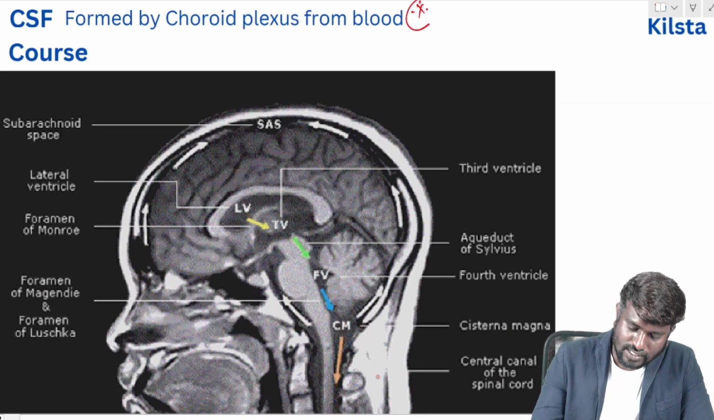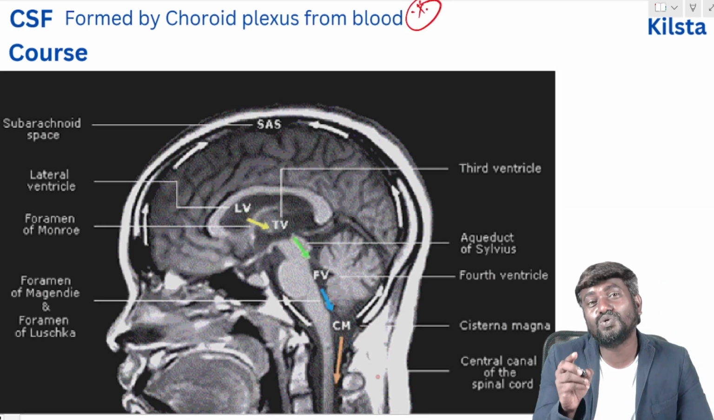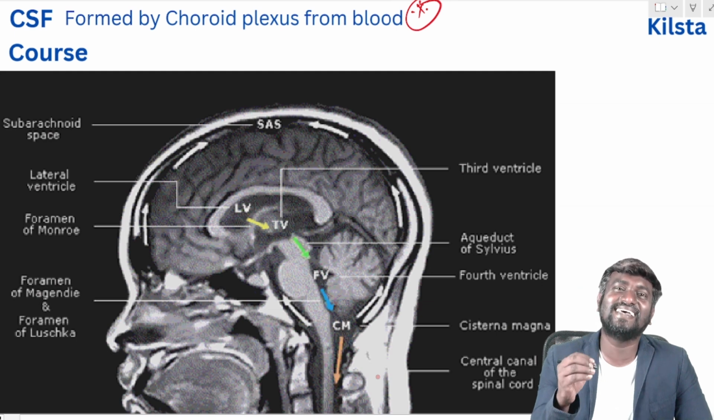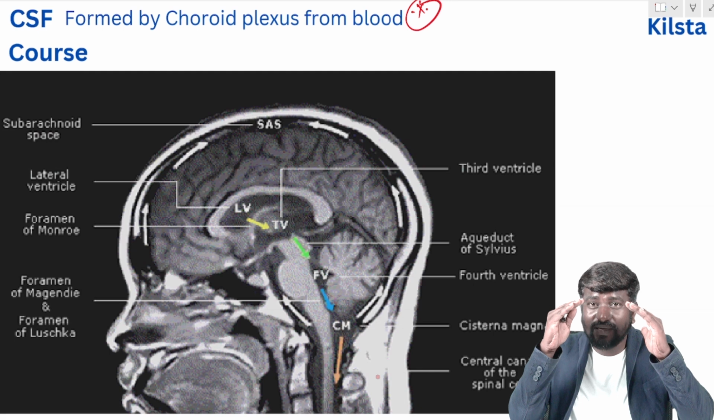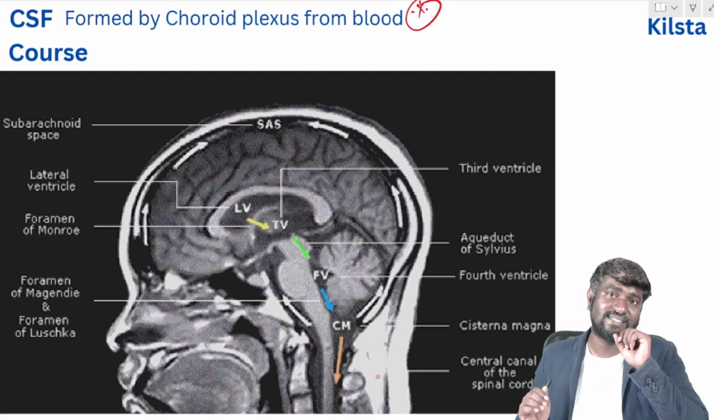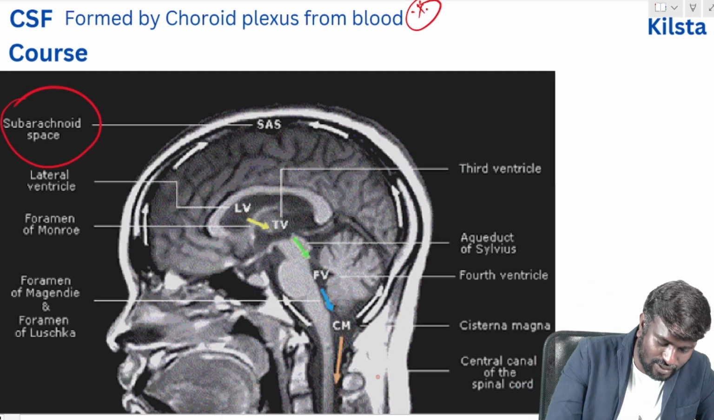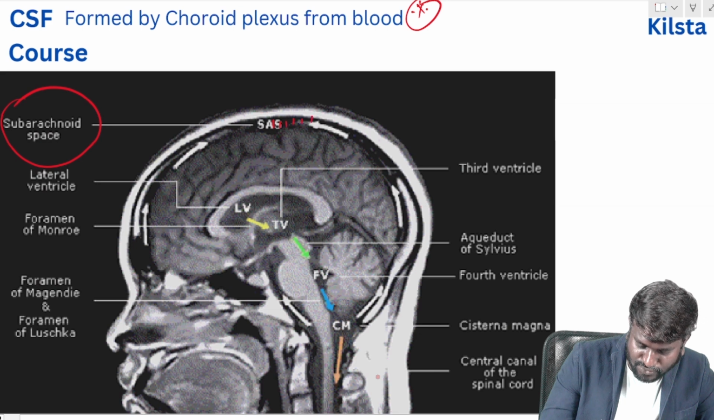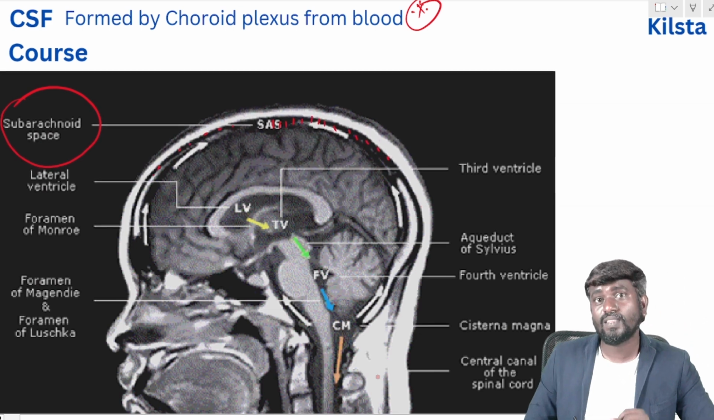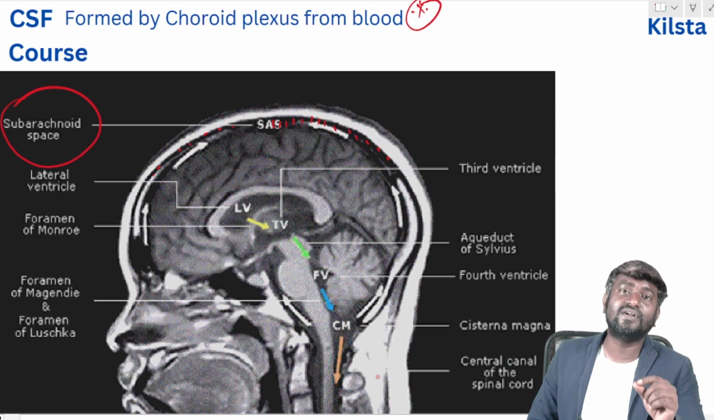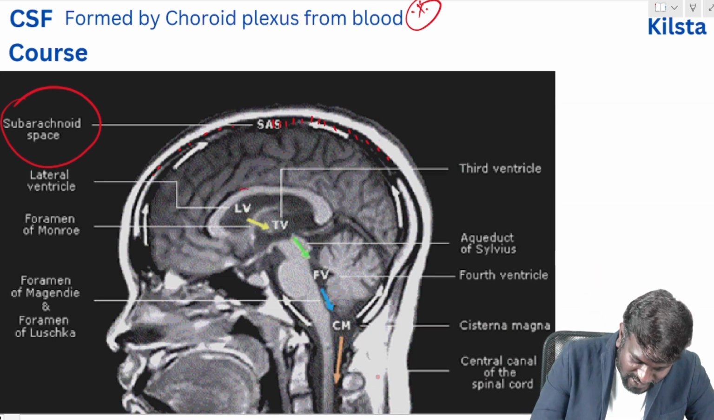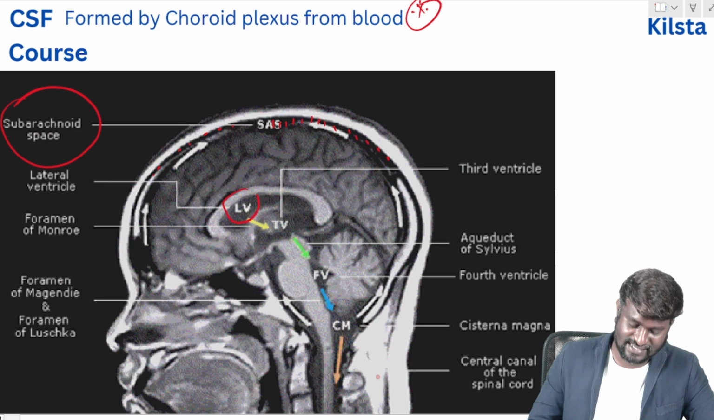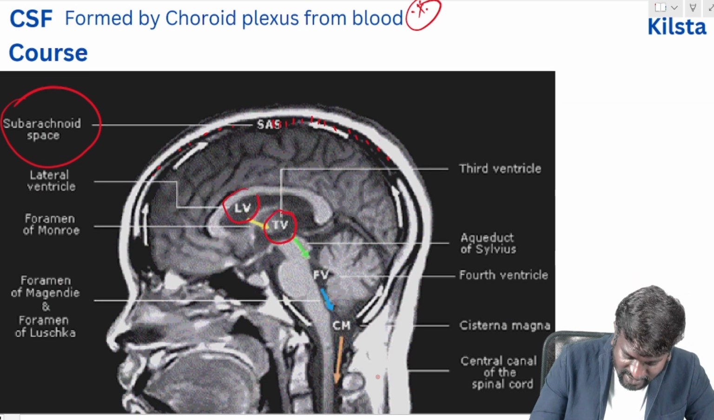Beautiful. It is also important to know the course of the CSF. Yes, let's go. Now, we know that the CSF is going to be at the subarachnoid space, right over here. Beautiful. Yes. Just now we studied about the 2 lateral ventricles, third ventricle and the fourth ventricle. Let's go. This region right over here is going to be the lateral ventricle. Yes. And this is going to be the third ventricle.